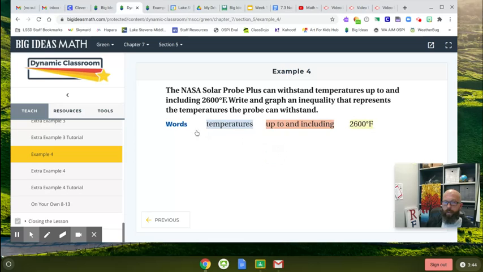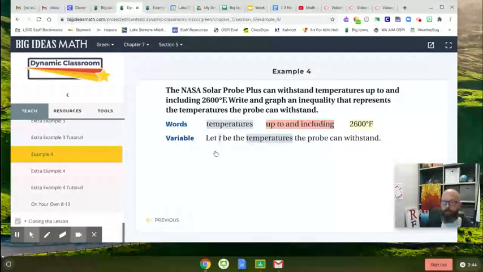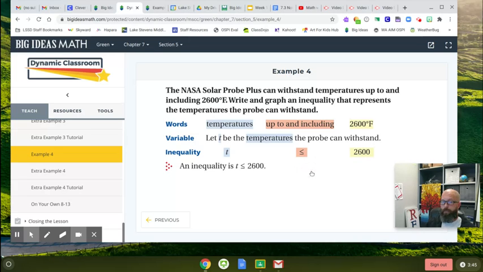So, words: temperatures up to and including 2600. This is the important information. Let T be the temperature the probe can withstand. So T, up to and including, would be less than or equal to, because it can't be more than 2600, right? It has to be up to, but it does include it, so it's or equal to. So an inequality is T is less than or equal to 2600.